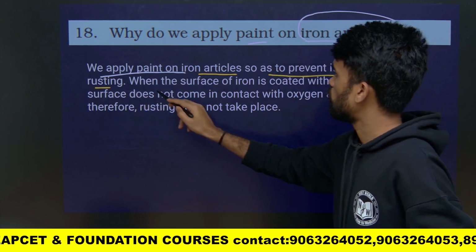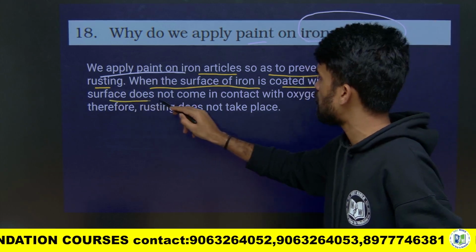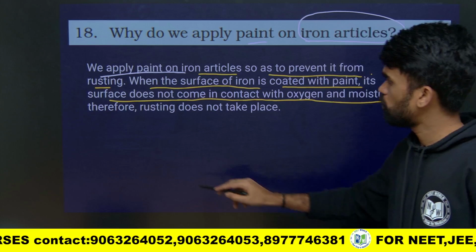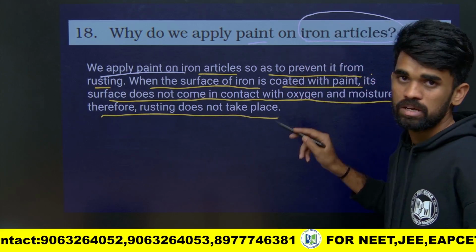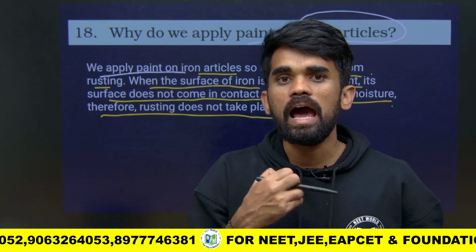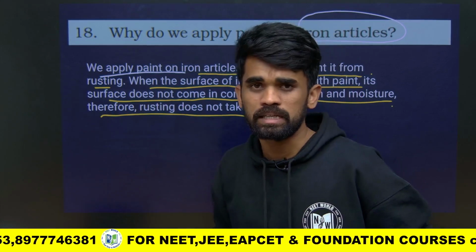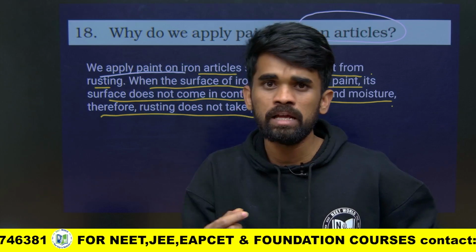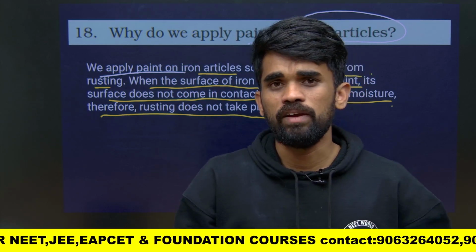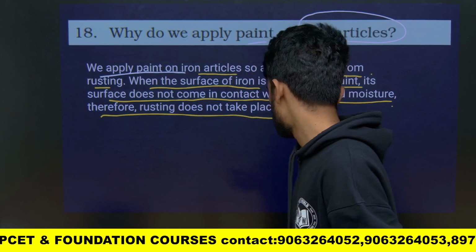So when the surface of iron is coated with some paint, its surface does not come in contact with the oxygen and the moisture. Therefore rusting does not take place. This is why it is important to paint any iron articles if they are placed in direct exposure, to avoid rusting and to get a longer lifespan of that particular iron article. So that is the important thing.